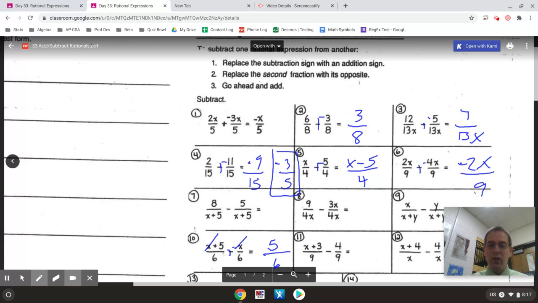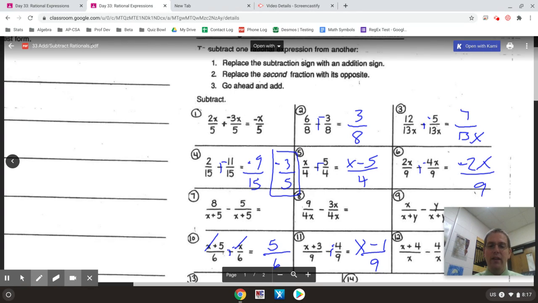Sometimes combining like terms won't, like on number 11. This is a plus negative 4. So my denominator is still 9. I still have my x in front, and then 3 plus negative 4 would be a minus 1, so an x minus 1 over 9.